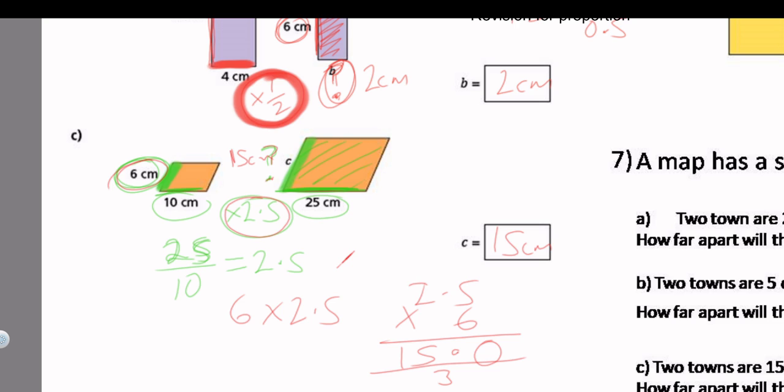So remember, work out the scale factor first, and then use the scale factor to find the missing side. Now what you can do is pause the video if you need to think about what I've just done, or you can rewind the video to have a re-look at how I went about working out the missing side.